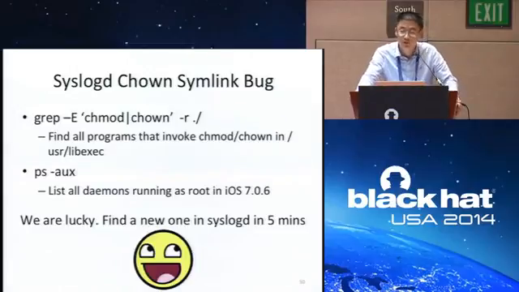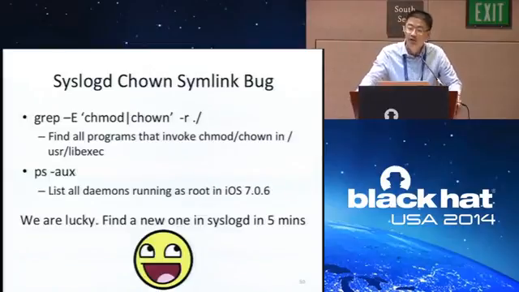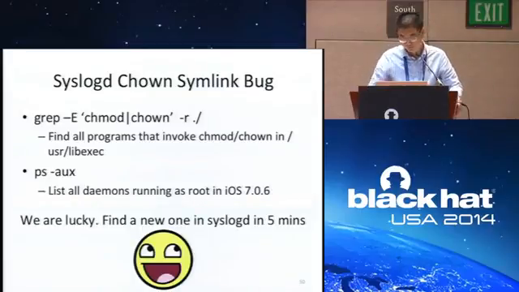First, we just grep chown and chmod under the system on iOS 7.0.6. And we did find a number of programs that use these 2 APIs. To simplify the task, we also list all the daemons running as root, and we only analyze these programs. And we are very lucky. For the first program we analyzed, called syslogd, we find a similar vulnerability in 5 minutes.